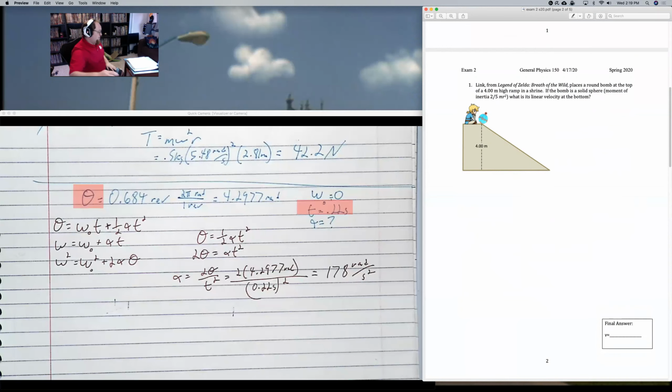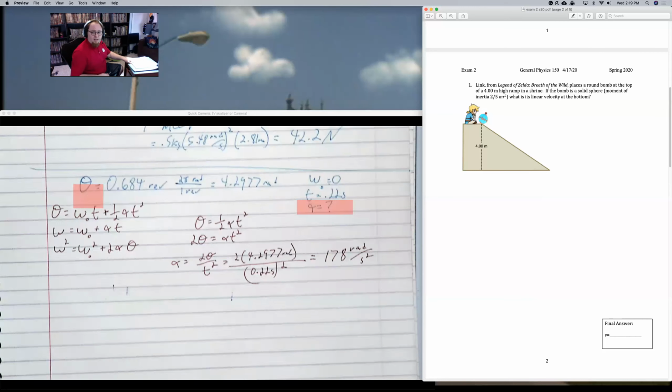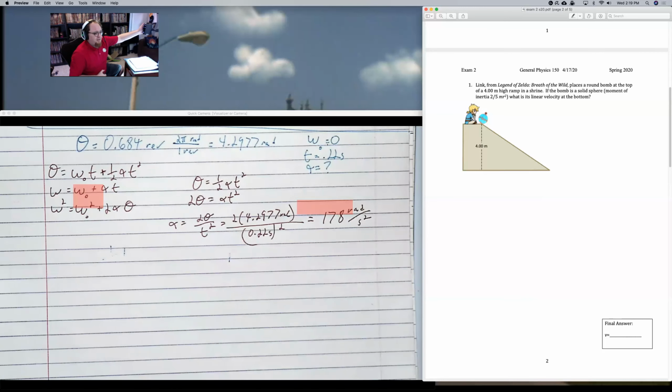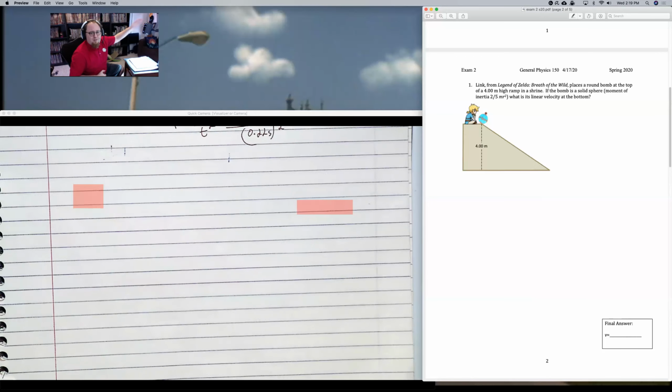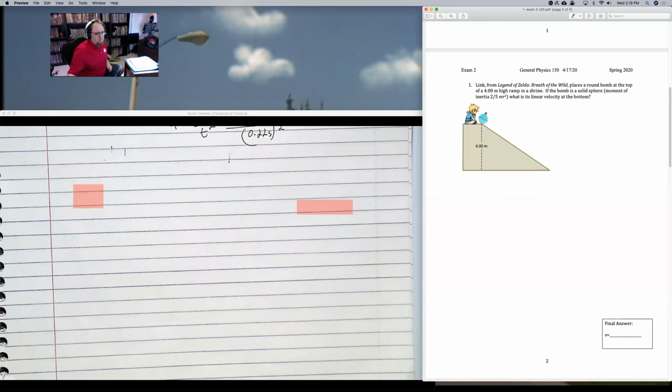So this rolling one says Link from Legend of Zelda places a round bomb at the top of a 4-meter high ramp in a shrine. If the bomb is a solid sphere, moment of inertia 2/5 mr squared, what is its linear velocity at the bottom?